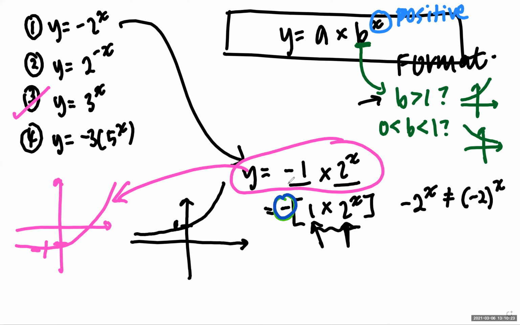Very good. It's a reflection. So now instead of 1, it will be -1, and then it's a reflection. So this is the answer. Y is equal to negative to the power x.